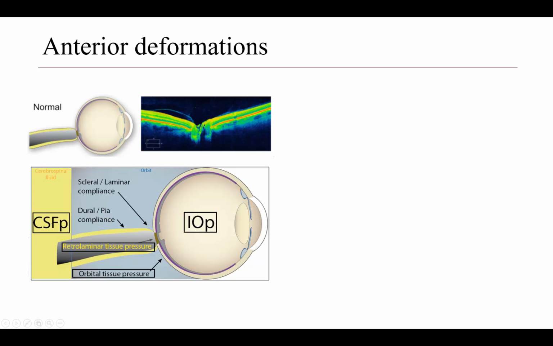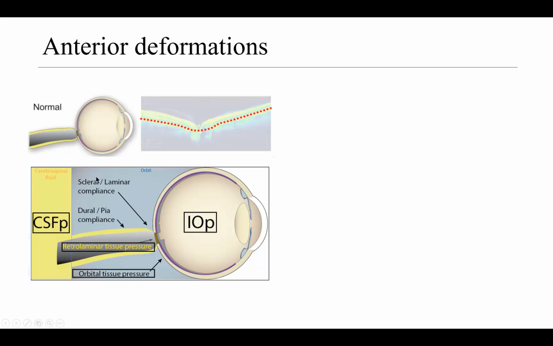An imbalance in any one of these can alter the shape of the globe, and the response can be modulated by the compliance or the stiffness of the load-bearing structures, the sclera and the dura, as well as the lamina cribrosa. Now, the normal emmetropic eye has a curvature to it oriented away from the vitreous, which I'll describe as a V shape.